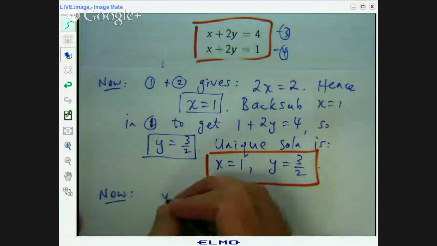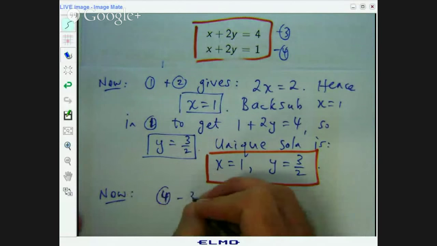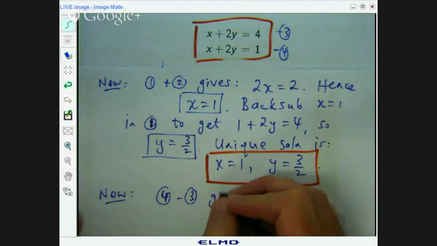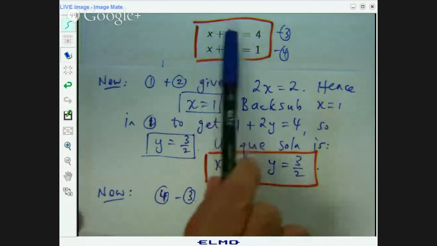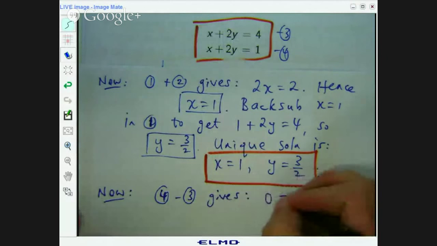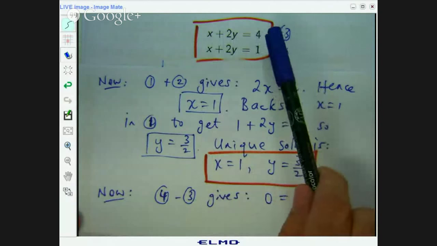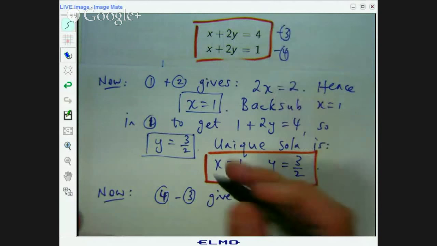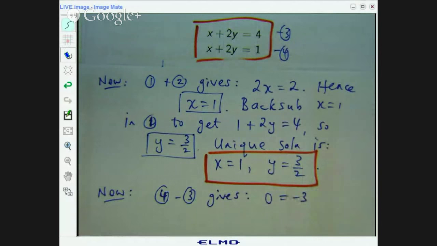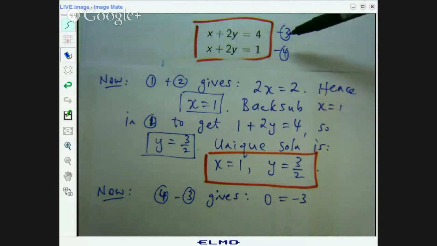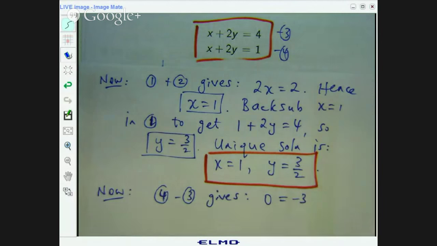So equation 4 minus equation 3, what are we going to get? Well, this is identical, so this is just going to go to 0 on the left-hand side. On the right-hand side, we're going to have -3. You could have taken 4 away from 3 as well; you would have got a +3 there.